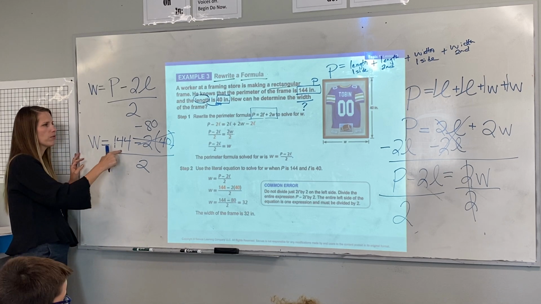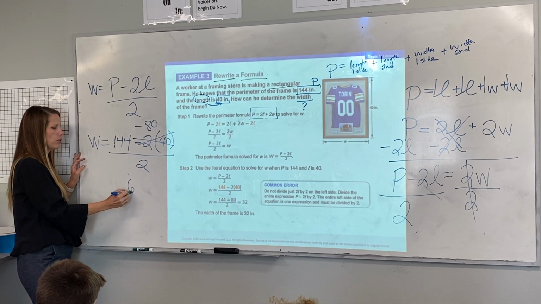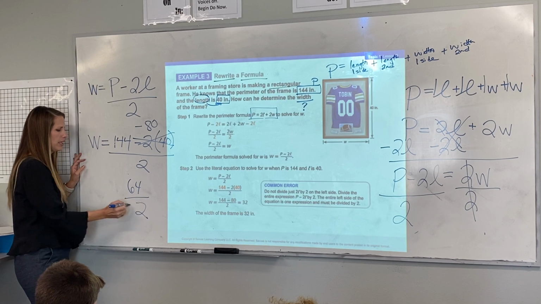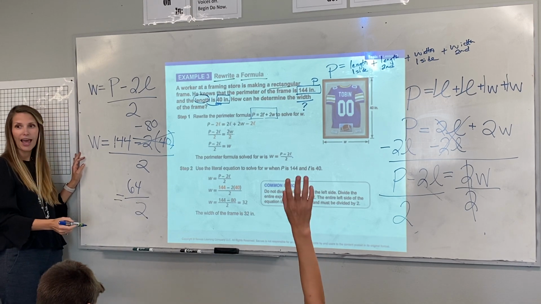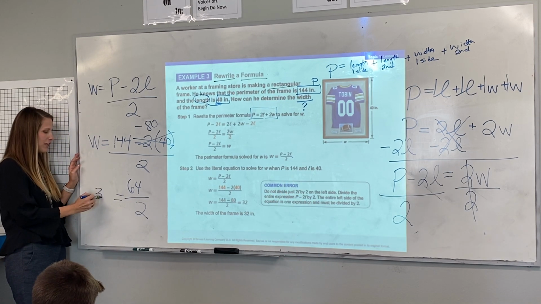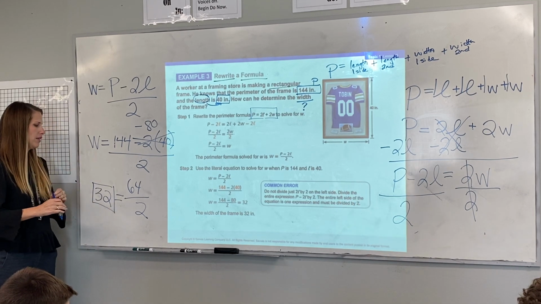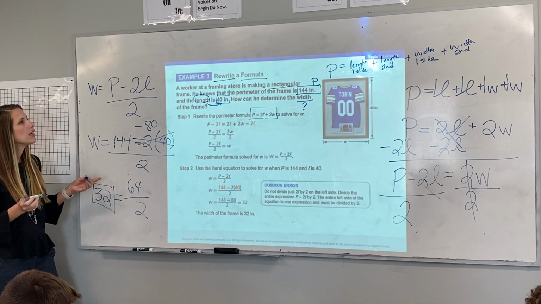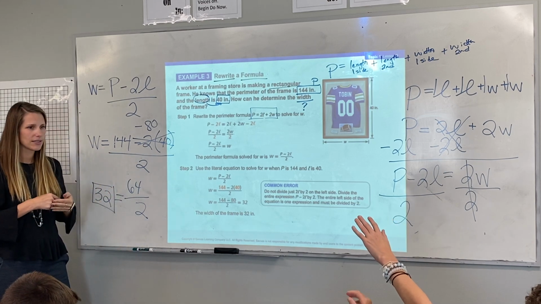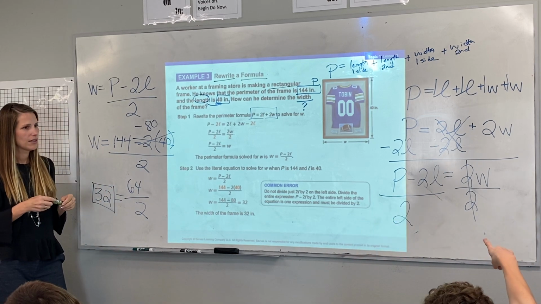Go ahead, Carmine. 144 minus 80 is 64, divided by 2. I wonder what that is. 32. Very good. I was joking. So the width is 32 inches, right? Yes.